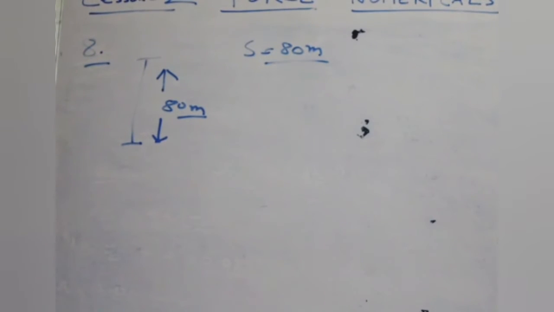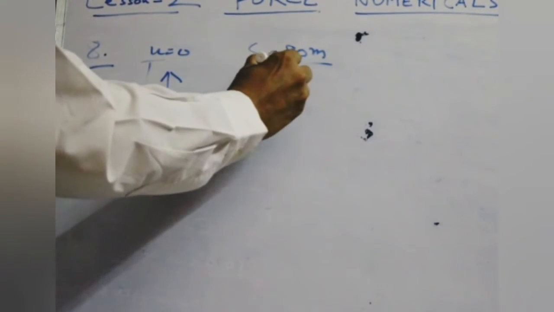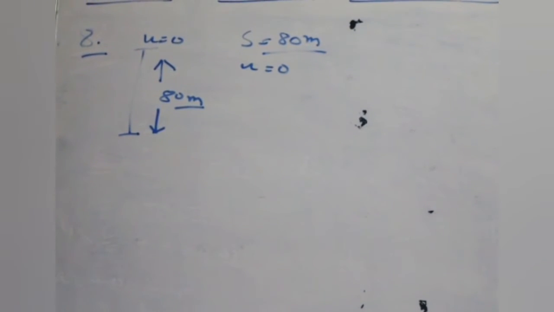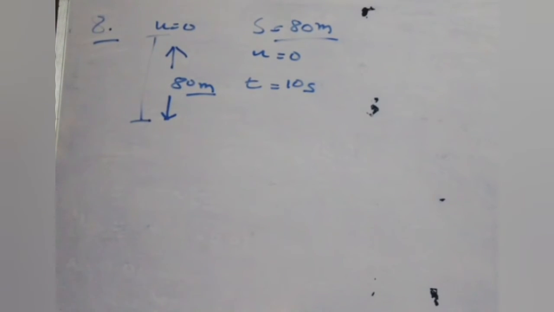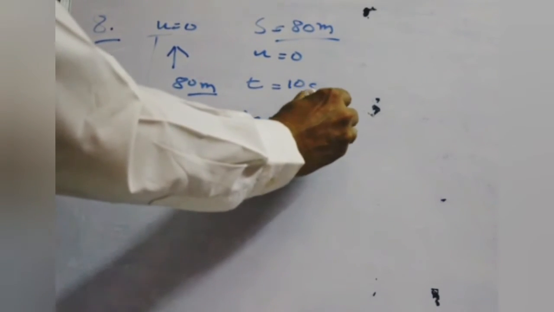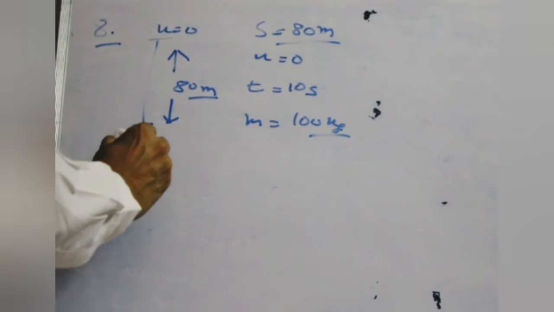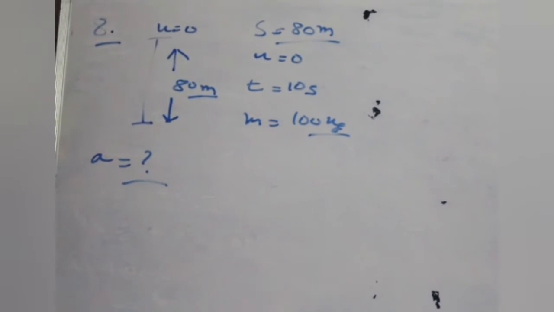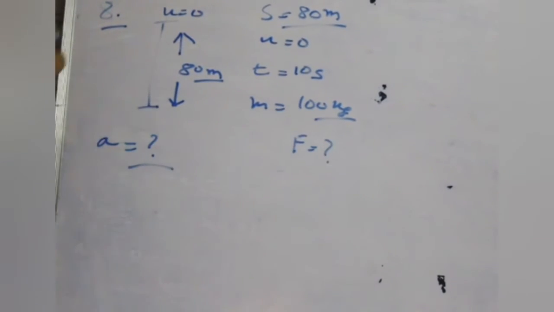That means distance traveled. A stone is dropped, that means initial velocity u equal to 0. A stone is dropped from a height of 80 meter on the surface of the moon, takes 10 seconds, that means t is equal to 10 seconds, to reach the ground level. If the mass of the stone, that means m, is equal to 100 kg, we have to calculate the acceleration due to gravity of the moon, that means a, and the force acting on the stone, that means F.